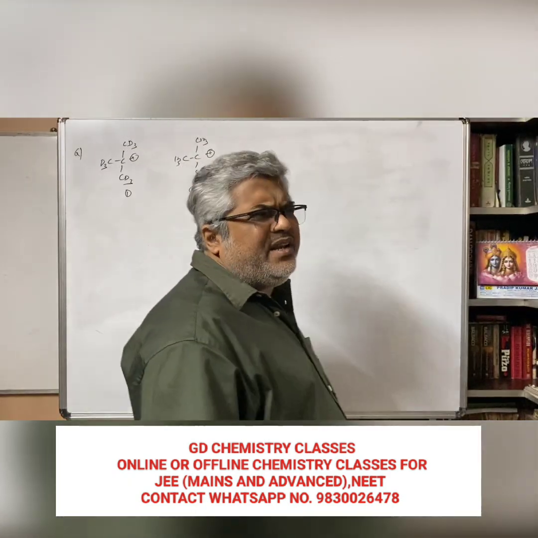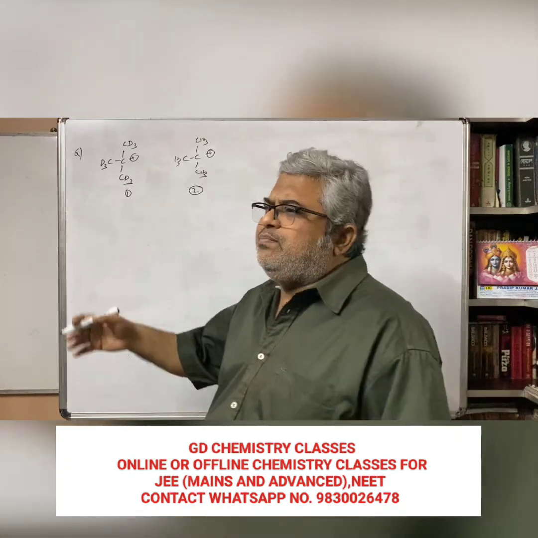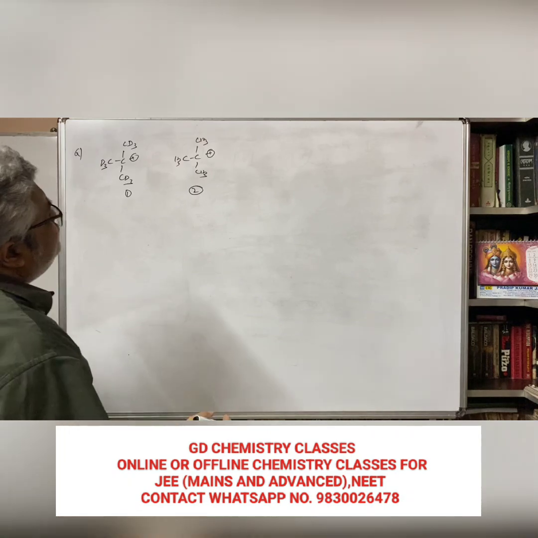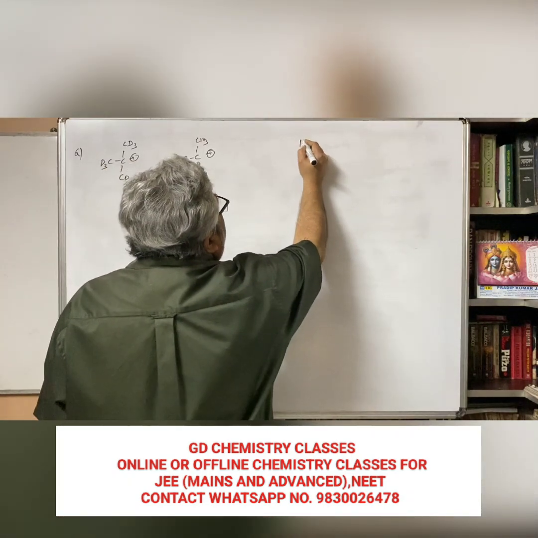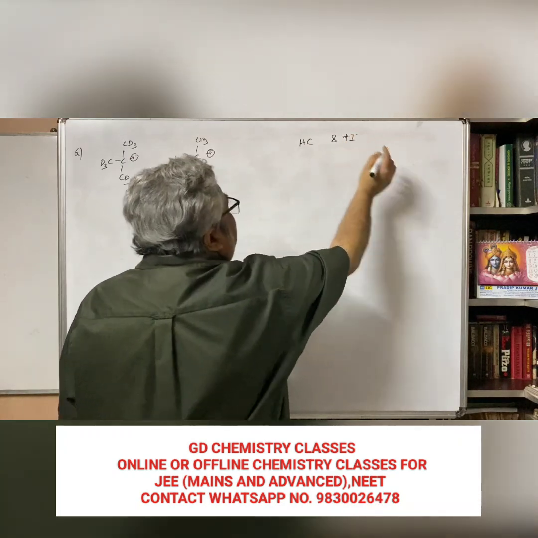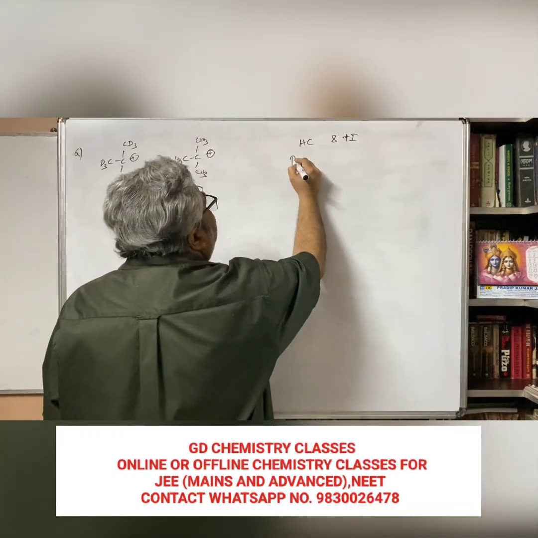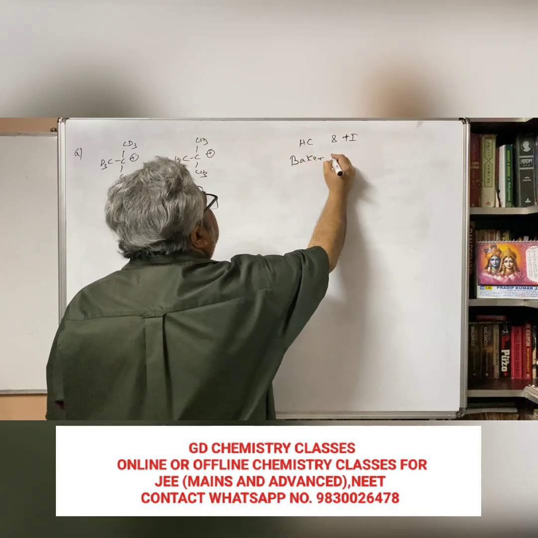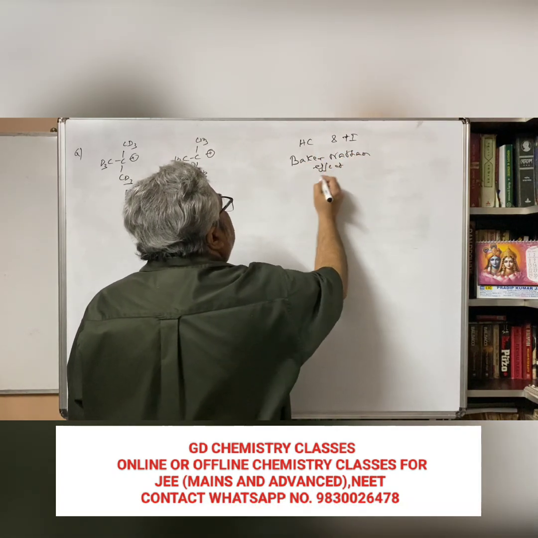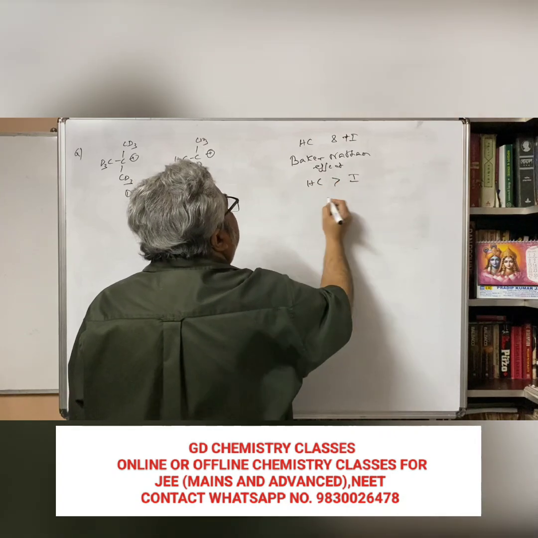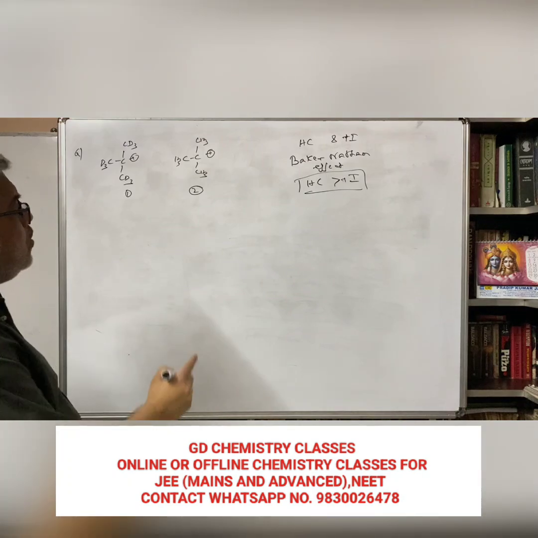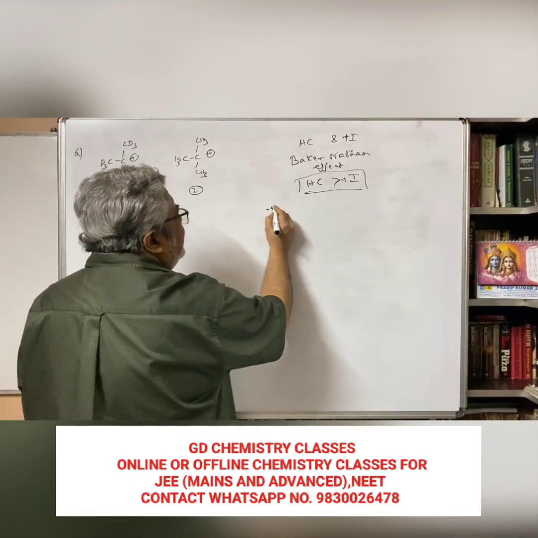Now this is pretty easy. I think you can do it. Just pause the video and try on your own. Now here two things are happening: hyperconjugation as well as plus I effect. Both are electron releasing, but we already know, according to the Baker-Nathan effect, hyperconjugation predominates over inductive effect.